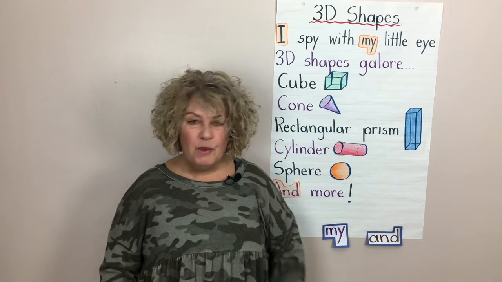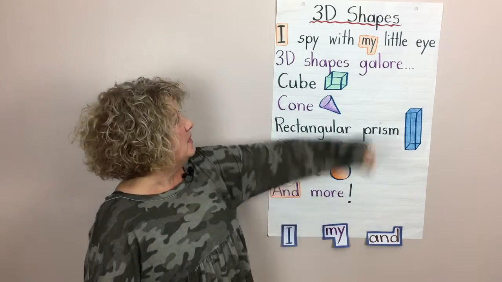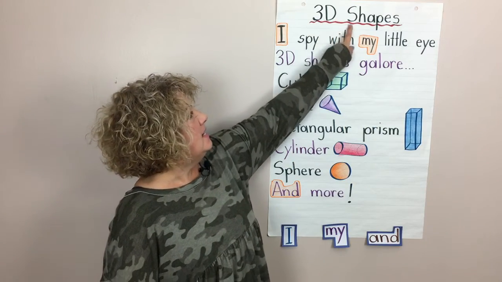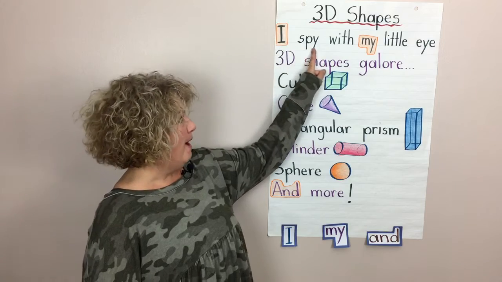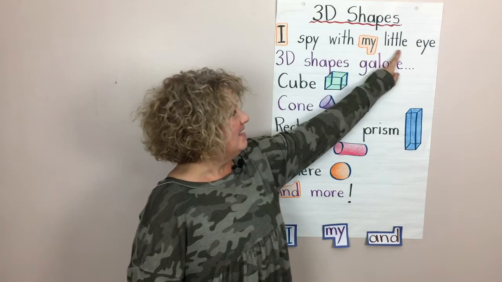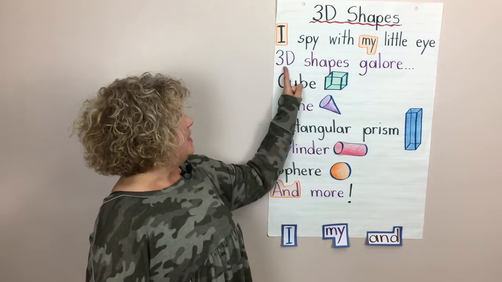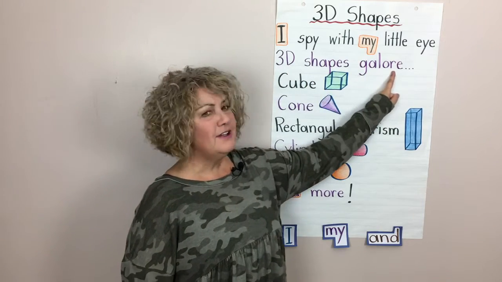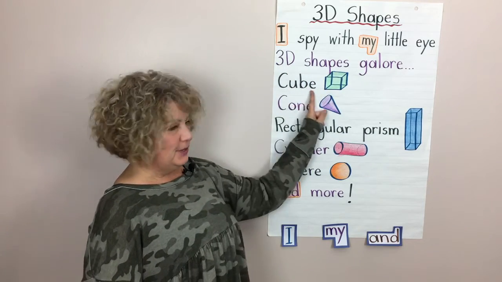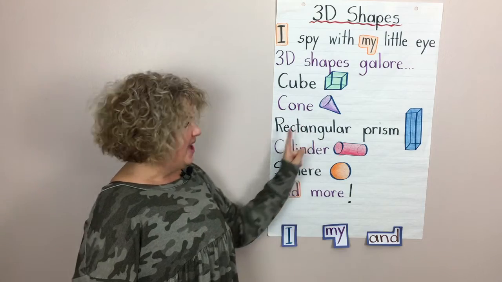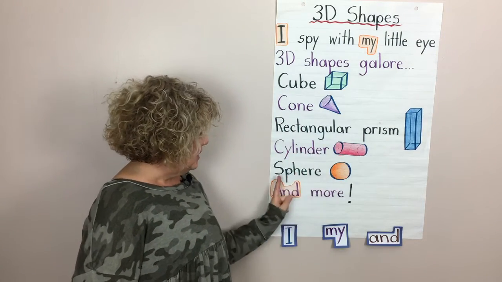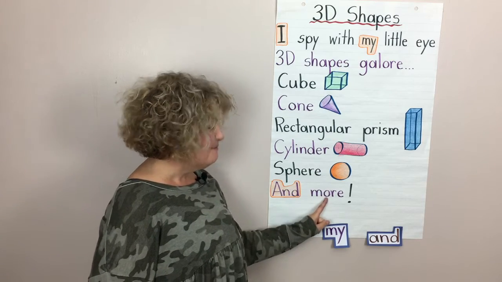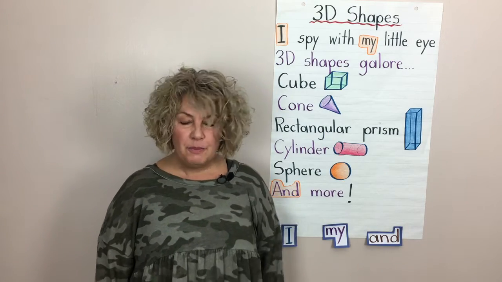One more time so we can get really good at reading it. Here we go. The title is 3D Shapes. I spy with my little eye 3D shapes galore. Cube, cone, rectangular prism, cylinder, sphere, and more. Great job, everyone. We'll keep practicing all week.